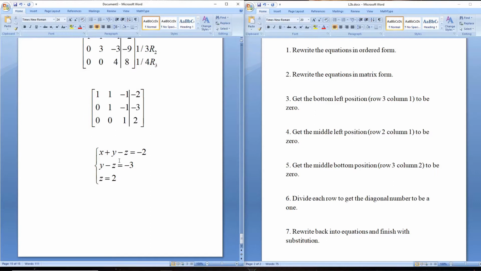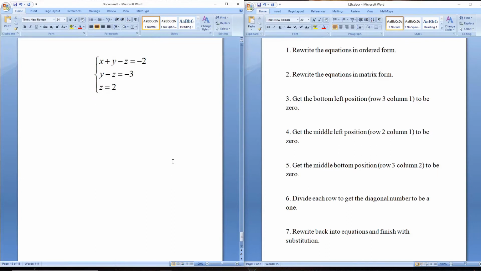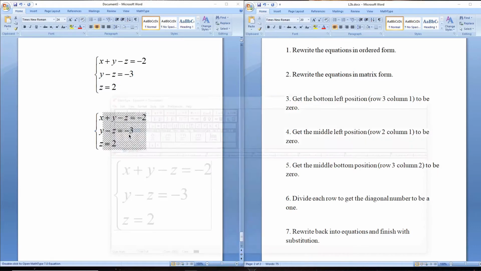And why is that good? Well, because it tells us we have z equals 2. And so now we can use substitution to figure out the rest of the results here. So let's take our z equals 2 and plug it in to the second equation.